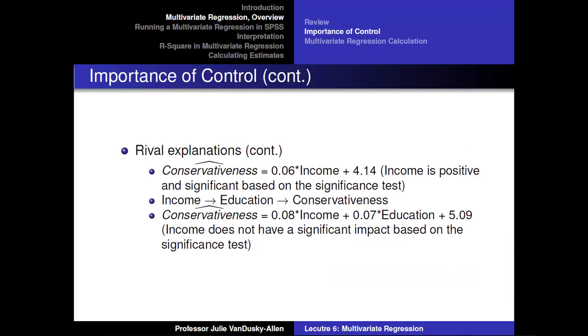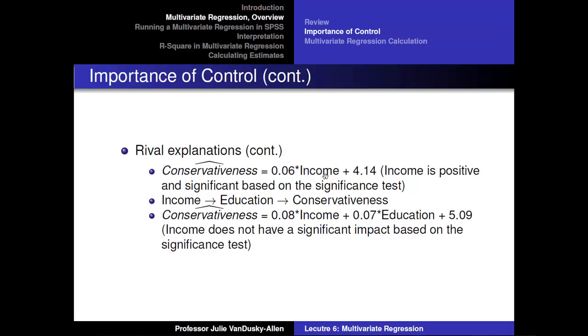So let's say education has a true causal impact on conservativeness, but we don't know that. We just think income does. So we run a bivariate regression model with income as the only independent variable. And it turns out that income has a positive effect on conservativeness. But the only reason why income has a statistical impact is because education and income are correlated. In this case, income is acting as a proxy variable for education in the model.